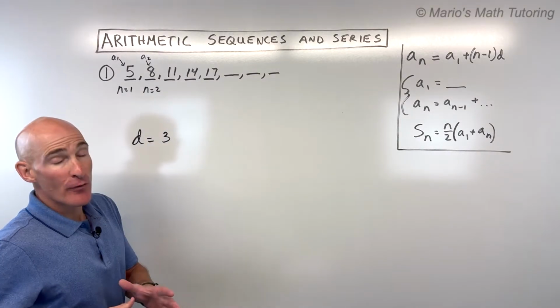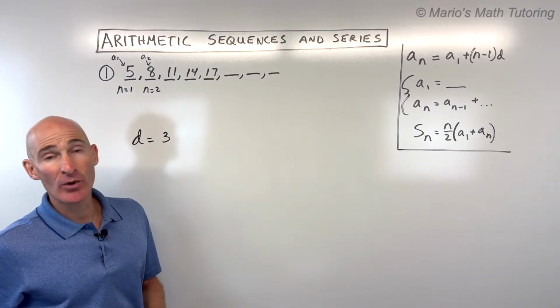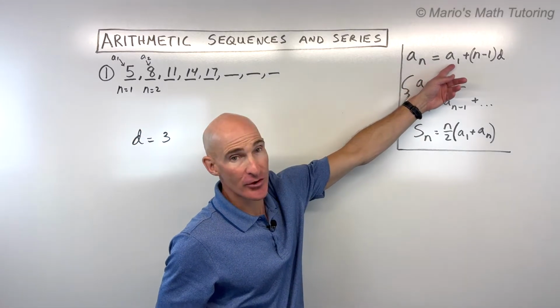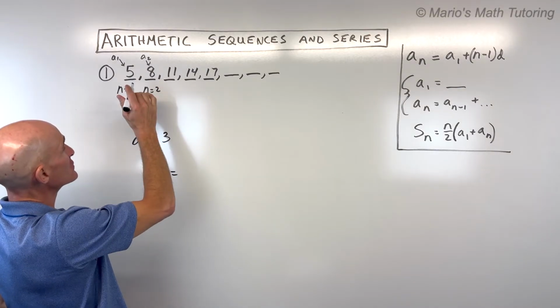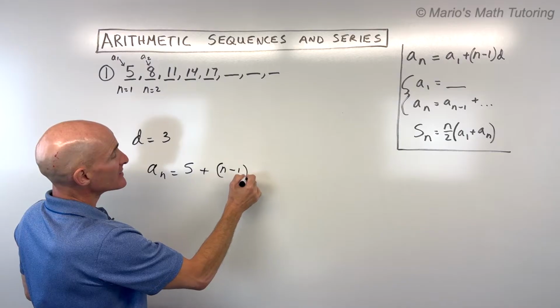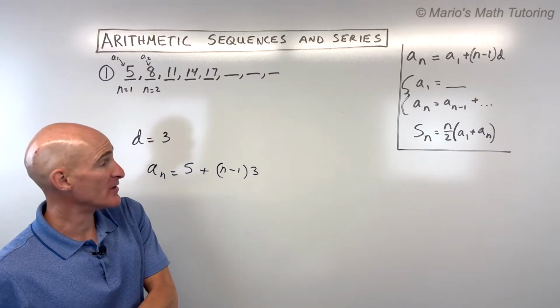Now, if we want to write a formula or a rule to find any term in the sequence, what we can do is we can say, well, let's start with the first term. Okay, so we'll say a sub n equals our first term, which is 5, plus n minus 1 times our common difference 3. Now, let's see if we can understand why this works.